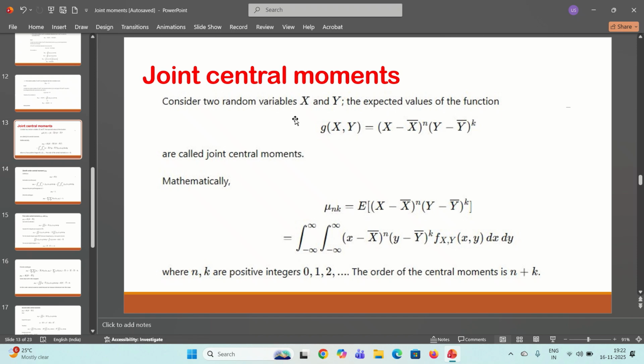equal to the double integral from minus infinity to infinity of (x minus x bar)^n (y minus y bar)^k along with its joint density function, where n and k are positive integers from 0 to infinity. The order of the central moment is n plus k.